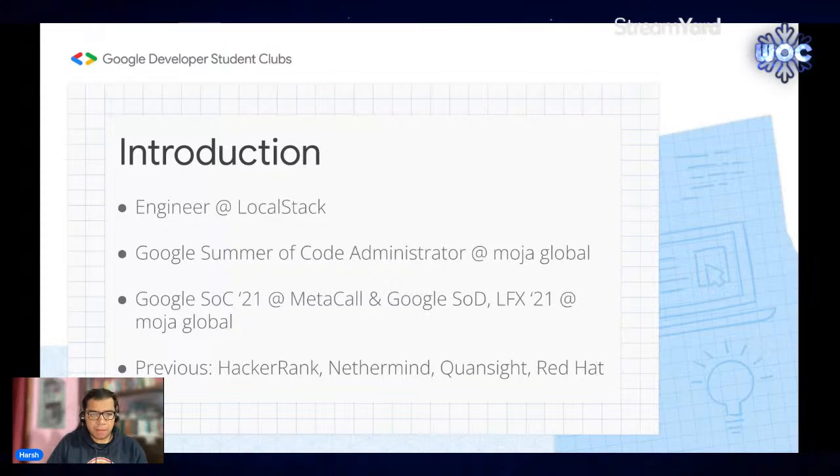And apart from all of this, I previously worked at a few companies, some of them being HackerRank, Nethermind, QuantSight, and Red Hat, mostly in domains around DevOps, cloud, infrastructure, front-end development, and more. If you wish to connect with me, you can search my name on any of the social media websites and you might be able to find me there. Otherwise, I have linked all of my social links at the end of this whole session, so you can find me through that itself.